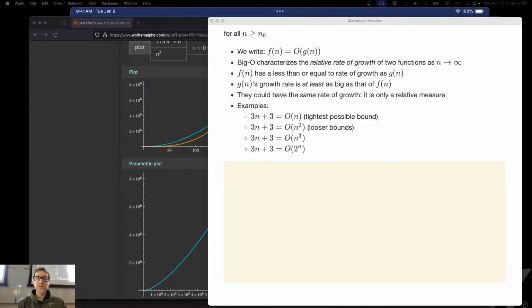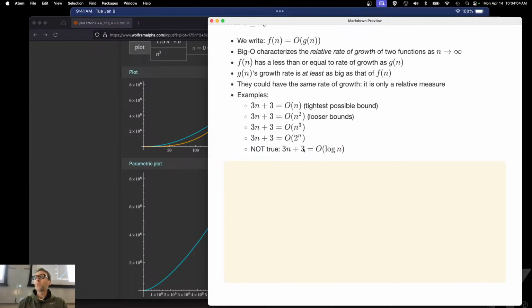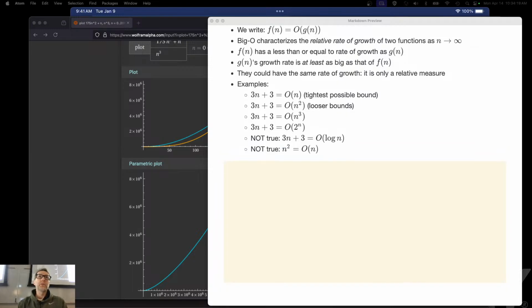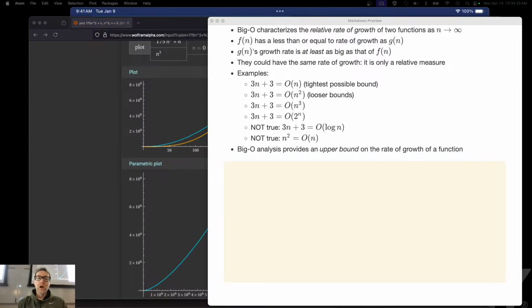If instead, for example, I said that 3n plus 3 is big O of log n, that is definitely not true, because log n has a much lower rate of growth than a linear function. It's certainly not true that, say, a quadratic function is big O of n, right? Those are not true, okay? Big O only provides an upper bound on the rate of growth of a function. It's not necessarily a tight bound, okay?